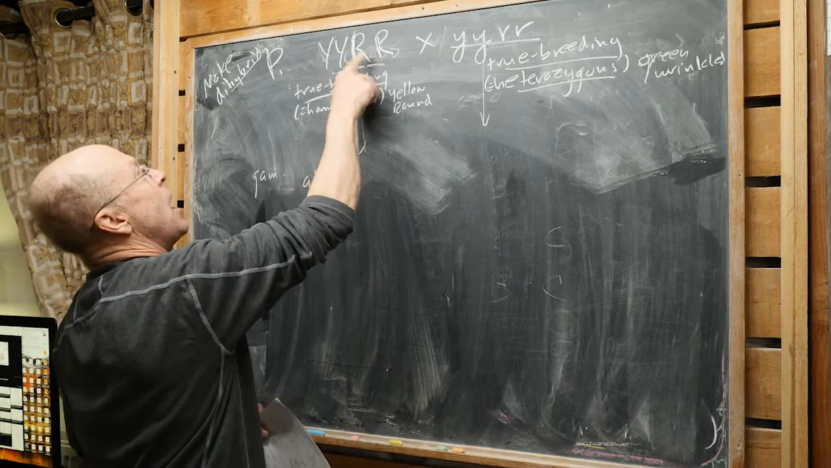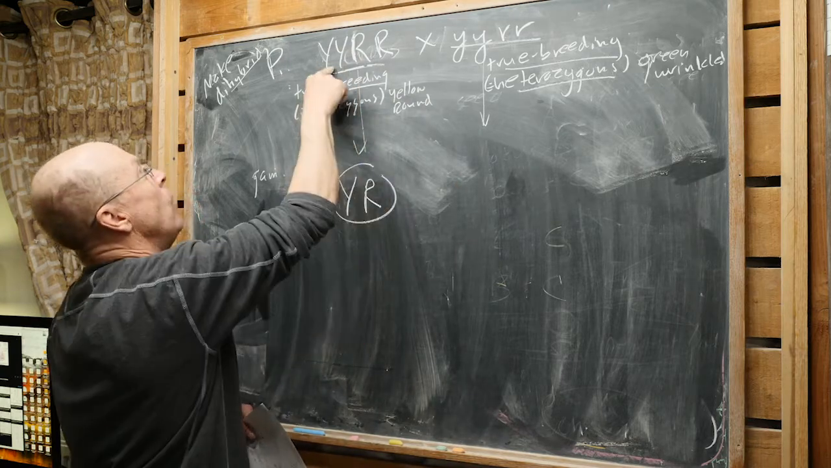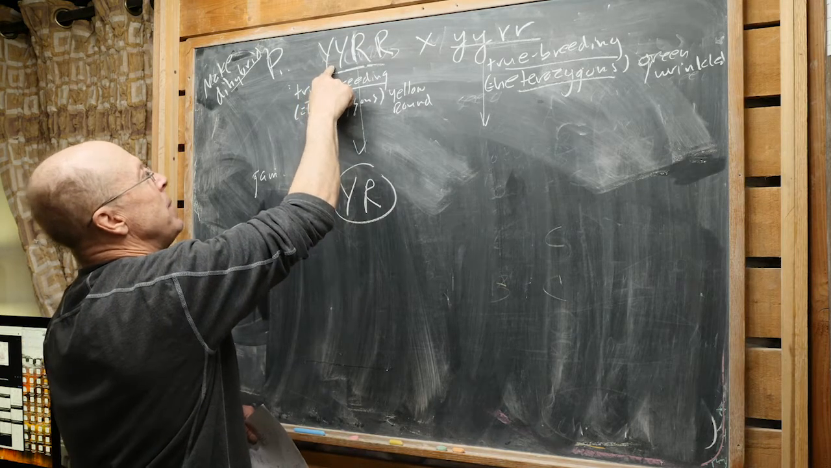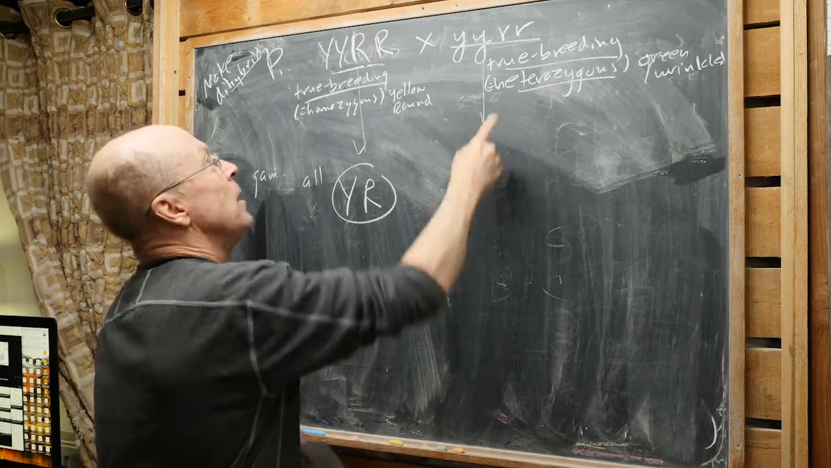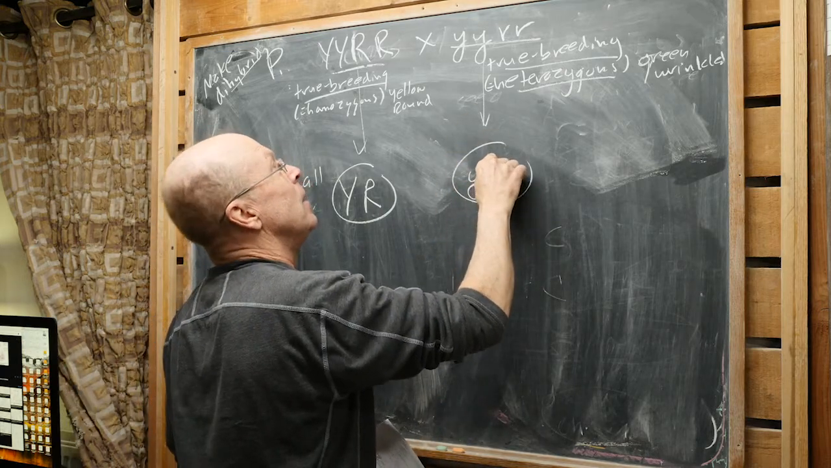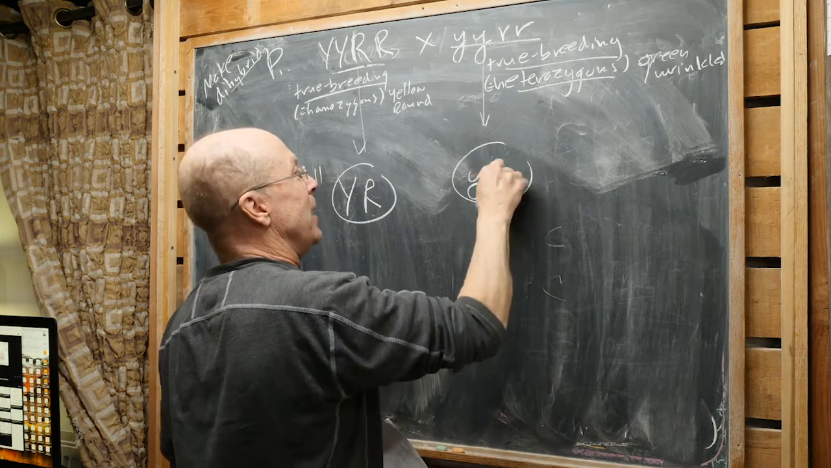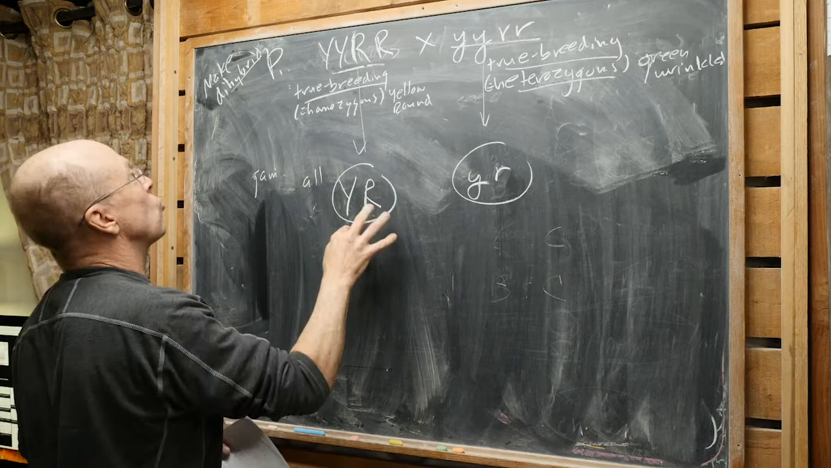So this is 2 loci, we need 2 letters. Big Y, big R. They can only get a big Y, it can only get a big R. They're on separate chromosomes. Big Y, big R. These guys, of course, little y and little r. And then, of course, this is our parental cross.